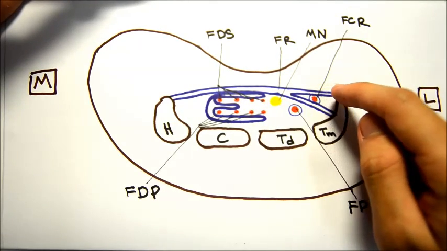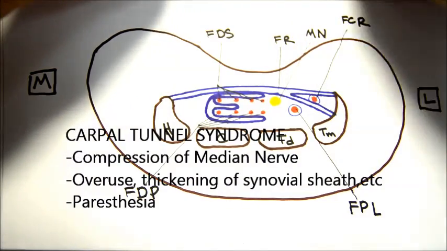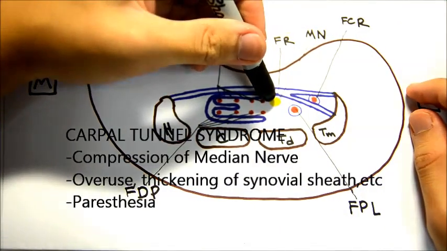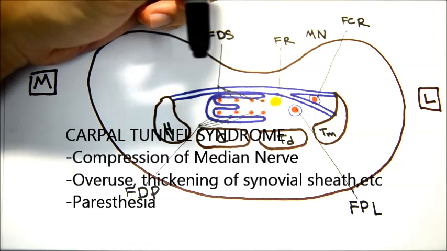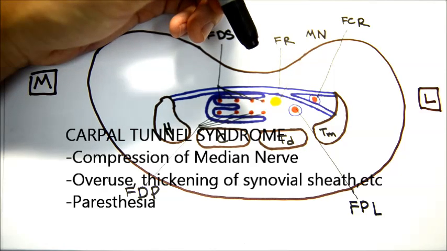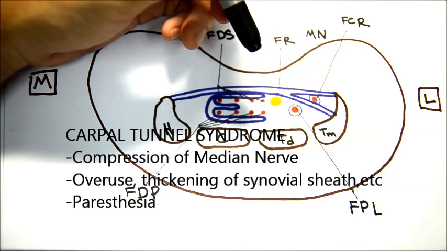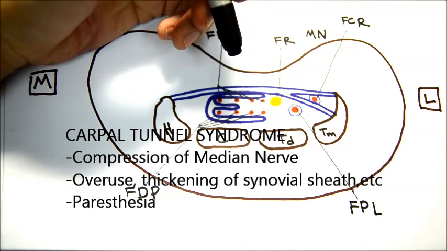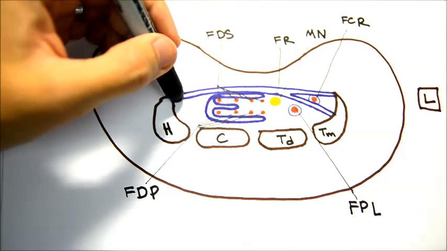One of the main clinical significances of the carpal tunnel drawing is carpal tunnel syndrome, which is the compression of this median nerve right here. One of the ways where carpal tunnel syndrome can occur is due to overuse, thickening of the synovial sheath, the thickening of the tendon, and I'm sure there are many other causative agents. The clinical manifestation of carpal tunnel syndrome is paresthesia. In layman's terms, it's most commonly referred to as limbs falling asleep, feelings of burning, pins and needles, stuff like that. Okay, this is basically quite complete already.